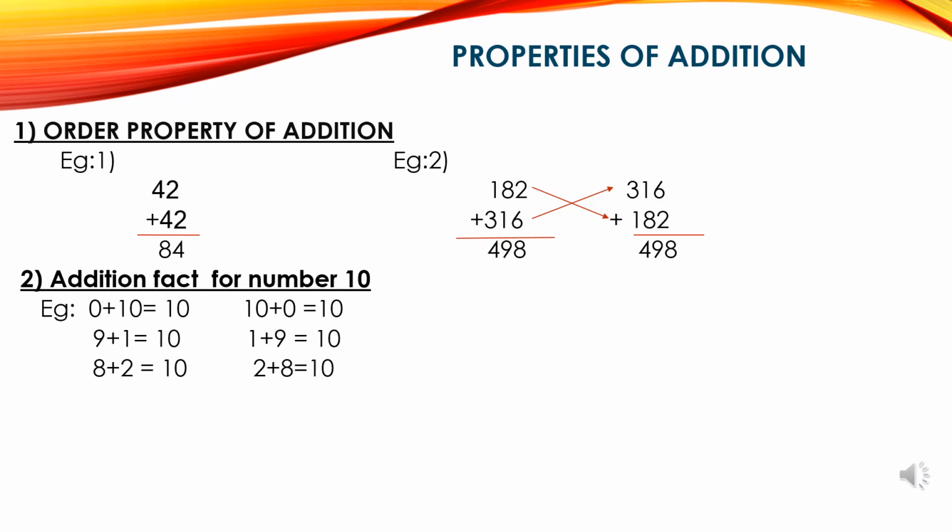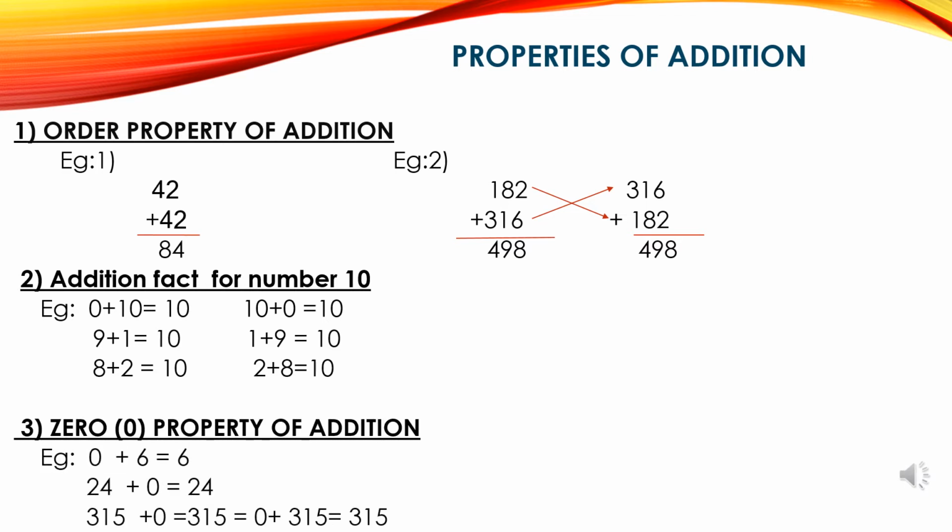Now come to the zero property of addition. If we add 0 plus 6, you will get the answer 6. 24 plus 0, you will get the answer 24. 315 plus 0 equals 315. If you take 0 plus 315, your answer will be 315. When 0 is added to any number, we get the same number. Okay, this is the zero property of addition.